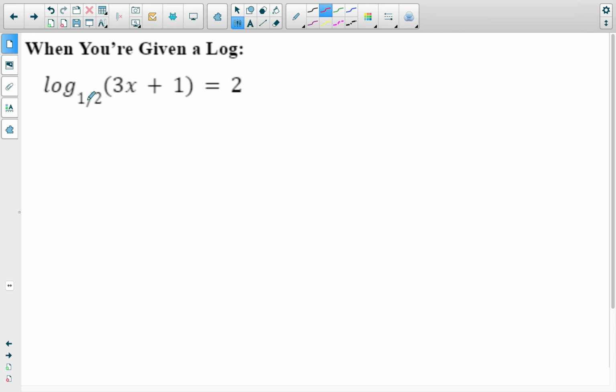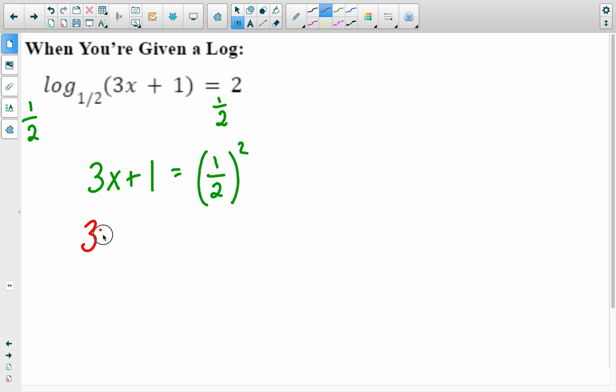All right, here we have log base 1/2 of 3x plus 1 equals 2. So this is basically saying 1/2 to the second power equals 3x plus 1, right? We're raising 1/2 to the power of both sides. So we end up with 3x plus 1 equals 1/2 to the second power. Now we're going to just solve.